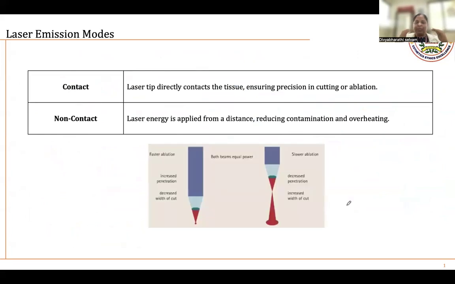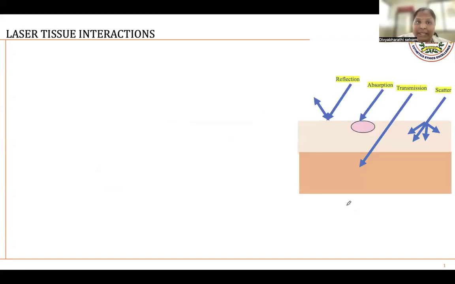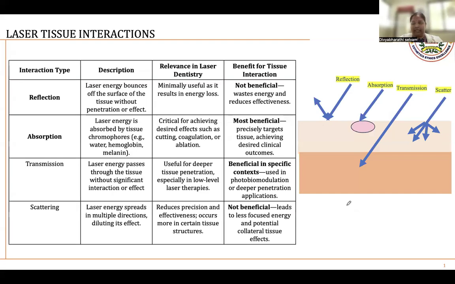So when you're changing the distance in contact and non-contact mode, the laser beam is going to get either widened or it's going to be narrow and pointed. So based on the condition or the clinical implication where we need to apply the laser, the emission modes are going to be varied. And most importantly, how the laser is going to interact with the tissues, and which interaction is most necessary in order to have a beneficial effect out of it.